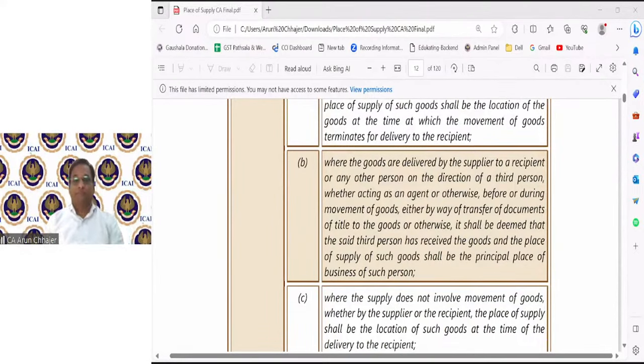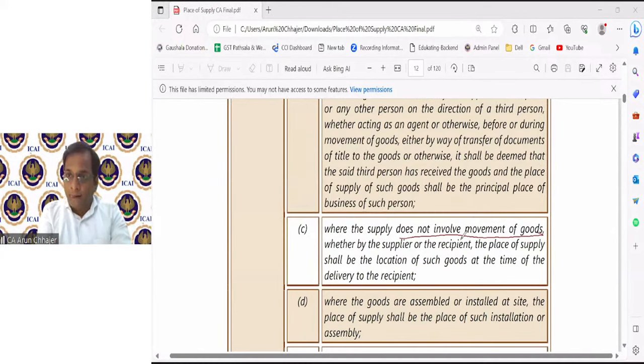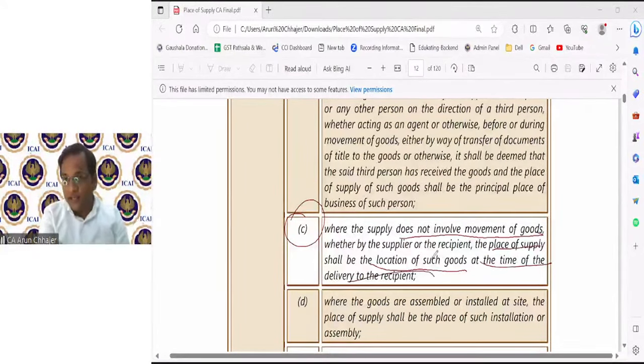Now let's move further. 10.1c says that place of the supply, if supply does not involve the movement of the goods, then place of the supply shall be the location of that goods. If there is no movement, then the location at which goods are there at the time when delivery is finalized, then that will be the place of the supply.